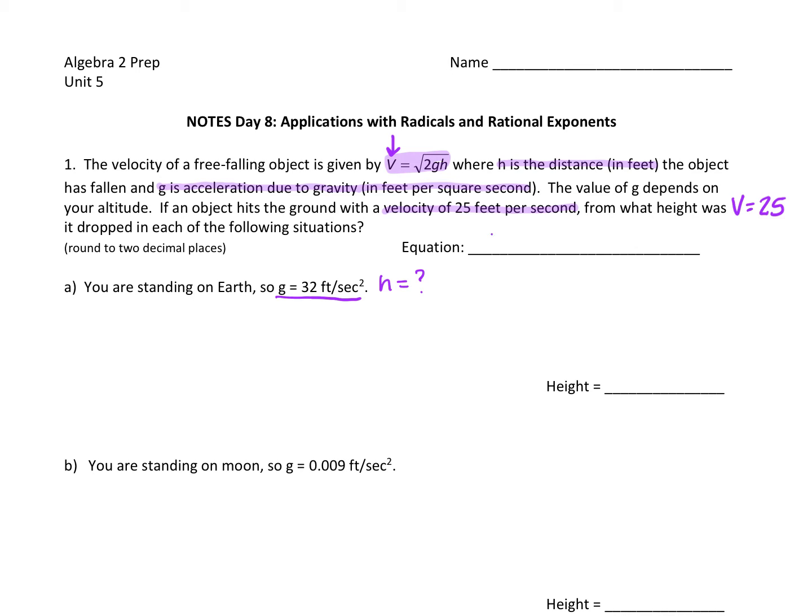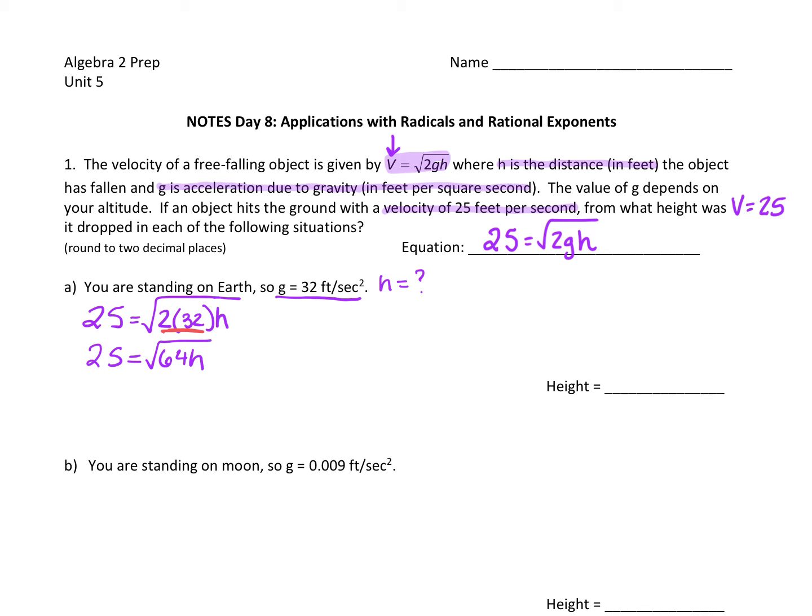So the equation I'm going to be using is plugging in 25 for v, and it's going to be the square root of 2gh. Right now it says if you're standing on Earth, the gravity is 32 feet per second squared. So I'm going to plug in 32 for g. So I'm going to have 25 equals the square root of 2 times 32 times h. And so now I need to solve for h. First let's multiply 2 times 32. So I'm going to have 25 equals the square root of 64h.